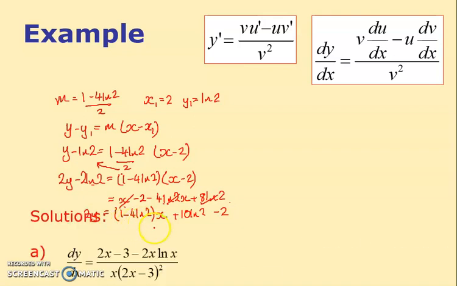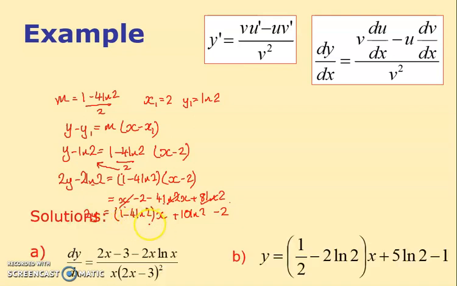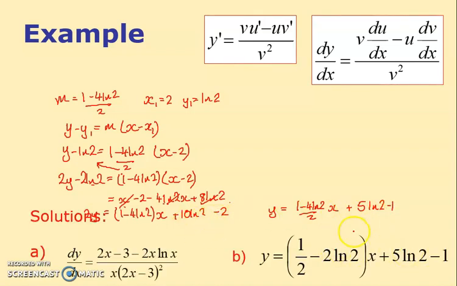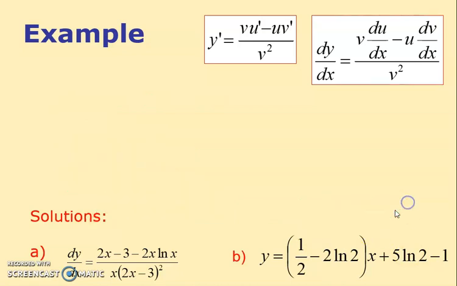Let's see if the actual answer is what they've got. Well, it basically is, you know. The only thing I've got to do is just move the y over, the 2 over, sorry. And I'll get (1 minus 4 log 2) over 2 lots of x plus 5 log 2 minus 1. When I divide those 2 by 2, I'll get that. And that's right, that's the right answer. So it's not pretty, but it is the right answer.